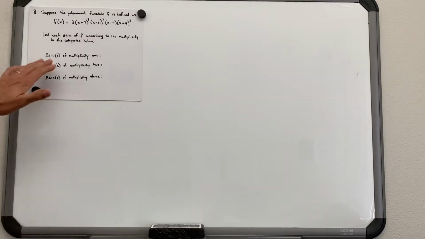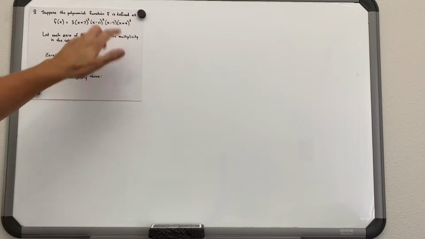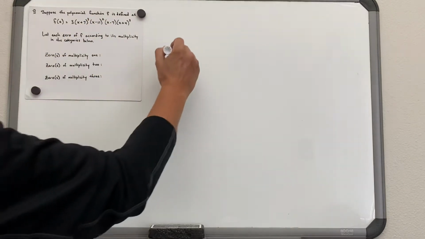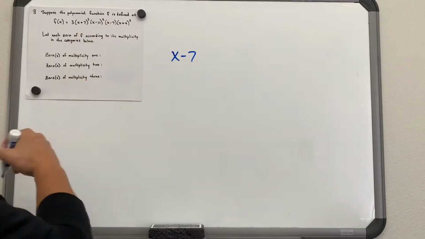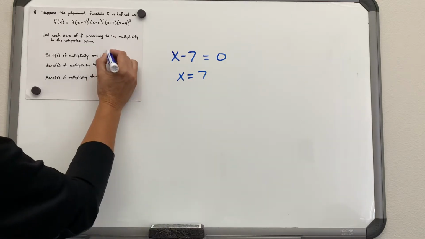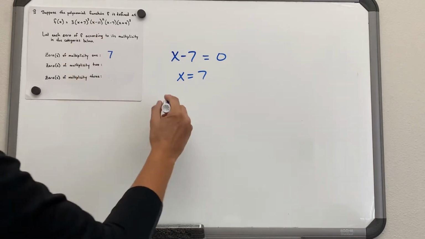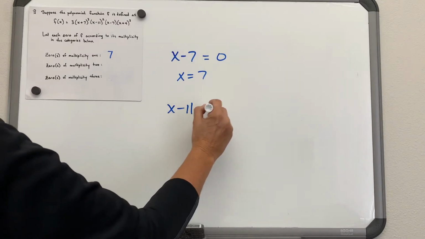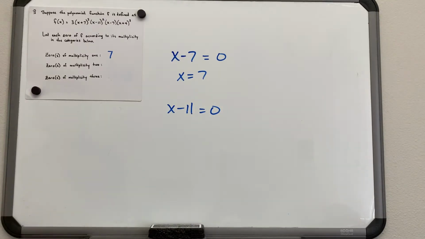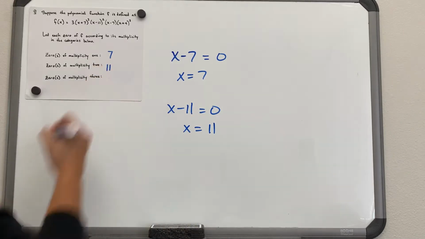So they first want the zeros that have multiplicity 1. That would be any of these binomials where the parentheses was raised to the 1 power. So the x minus 7 is the one that's raised to the 1 power. If I set that equal to 0, I get x equals 7. So the 0 that has multiplicity 1 is 7. Multiplicity 2, that would be the x minus 11, and that's the only one. Set it equal to 0, I get 11 is my 0 there.